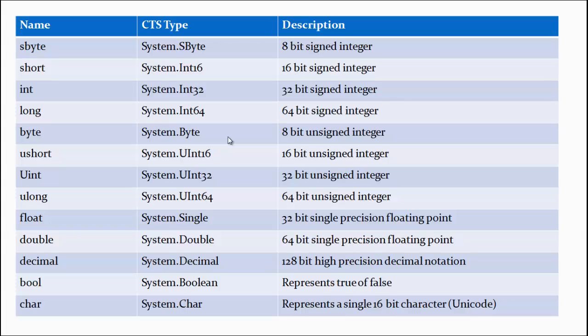Float is 32-bit single precision floating point, double is 64-bit double precision floating point. Decimal is 128-bit high precision decimal notation, which is generally used to save currencies. Bool represents true or false, and char represents a single 16-bit character, which is generally known as a Unicode character.